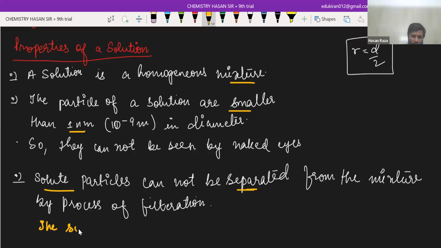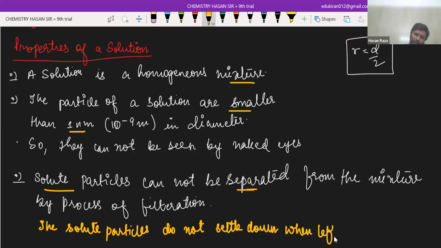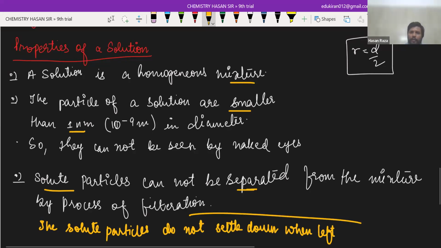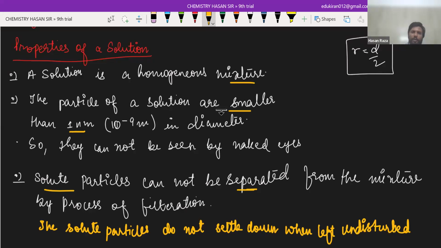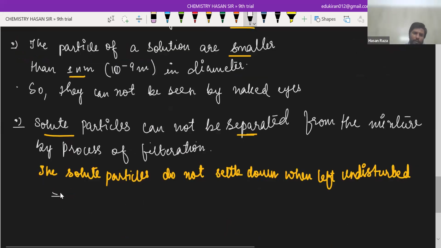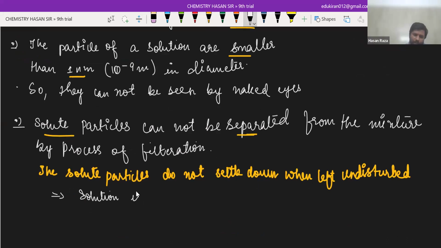We can also write the solute particles do not settle down when left undisturbed. And this means basically the solution is stable. So basically, solute does not settle down when you mix it and keep it somewhere safe. So it does not get settled. Is that clear? Yes, sir. Please do write it.